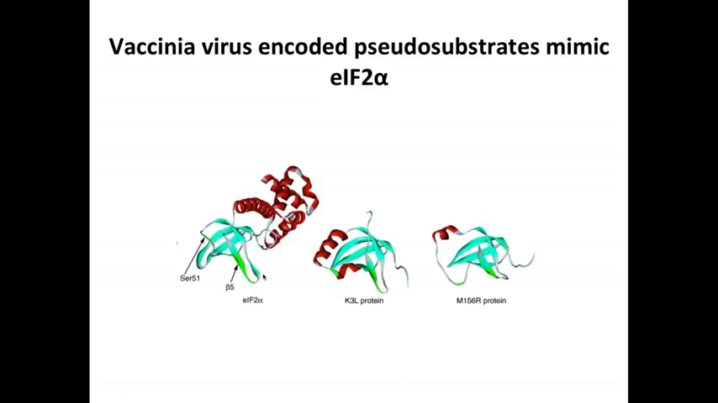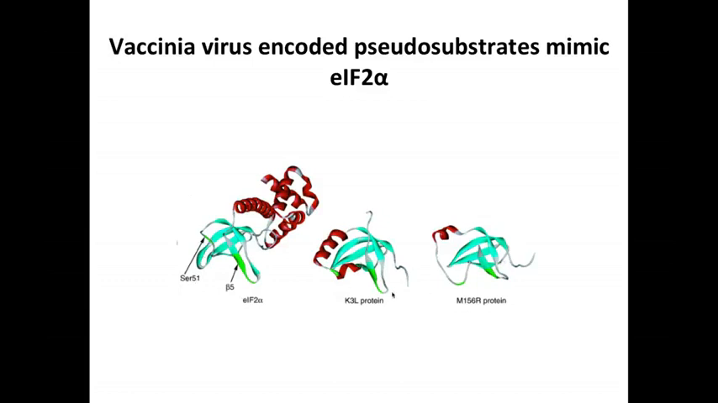This is an example from Vaccinia virus. This virus encodes proteins that are pseudosubstrates. That is, they mimic eIF2alpha. And they fool the kinase PKR into phosphorylating them instead of eIF2alpha. So here's the three-dimensional structure of eIF2alpha. And on the right are 2 Vaccinia proteins that are clearly structural mimics of eIF2alpha. And they are mimics of the part of eIF2alpha that gets phosphorylated by PKR. Here's serine 51. That is where PKR puts a phosphate on to inactivate the molecule.